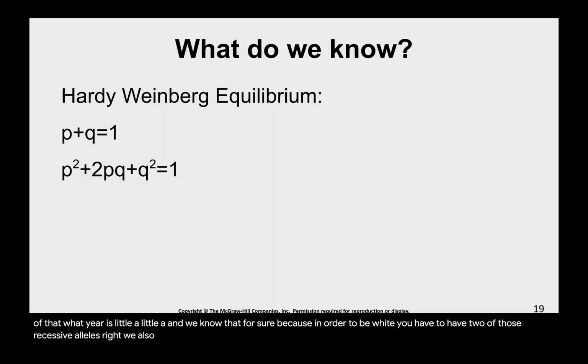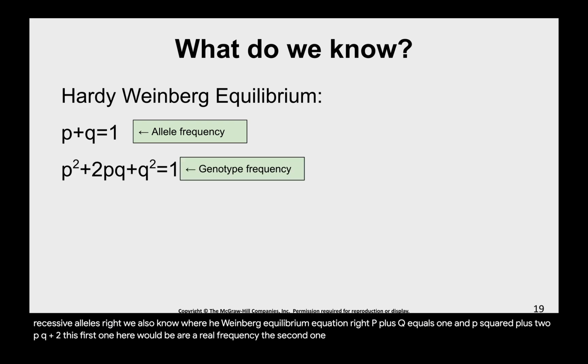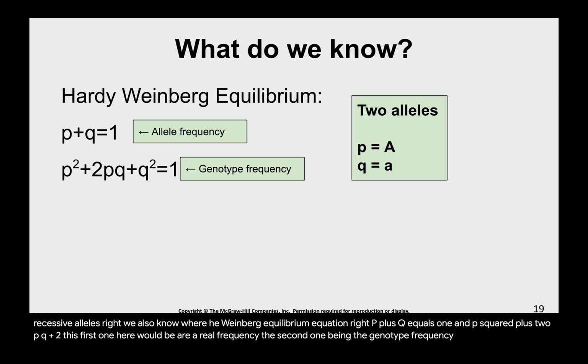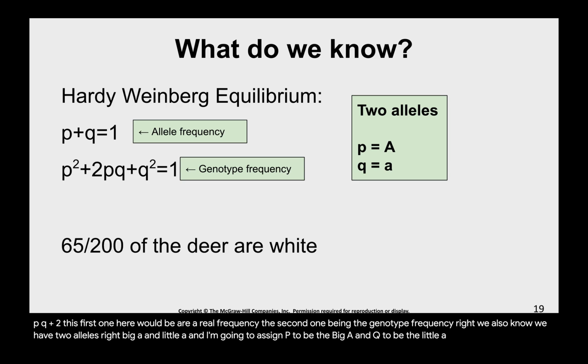We also know our Hardy-Weinberg equilibrium equations. P plus Q equals 1, and P squared plus 2PQ plus Q squared equals 1. This first one here would be our allele frequency, the second one being the genotype frequency. We also know we have two alleles, big A and little a. And I am going to assign P to be the big A and Q to be the little a.